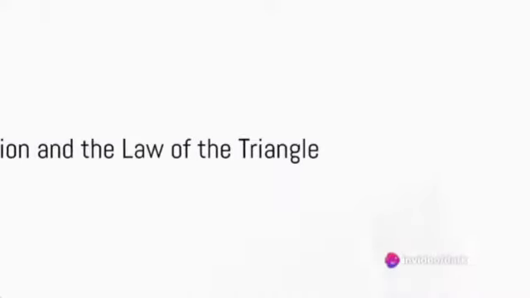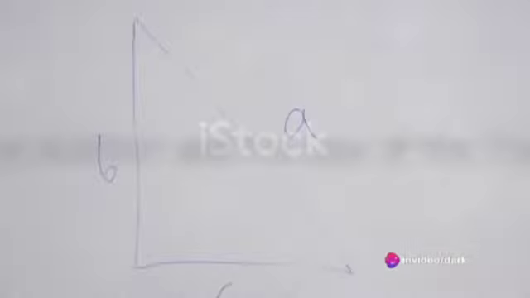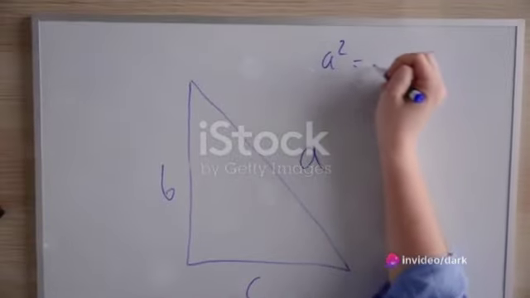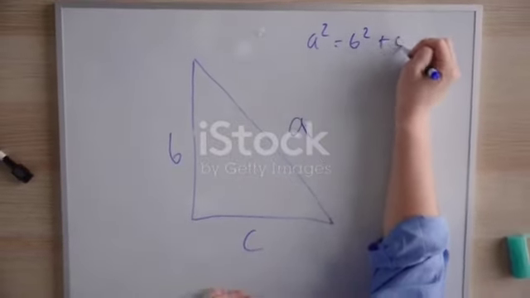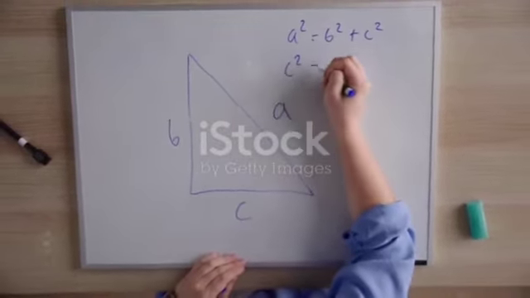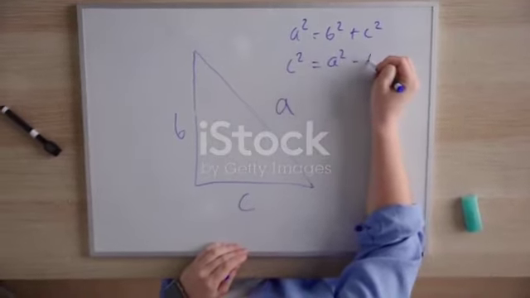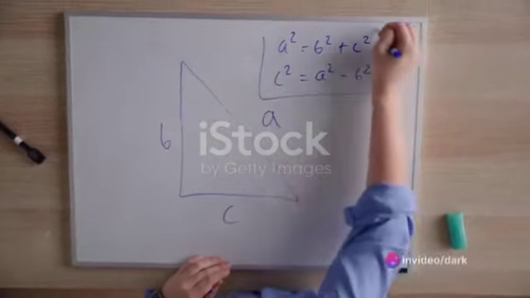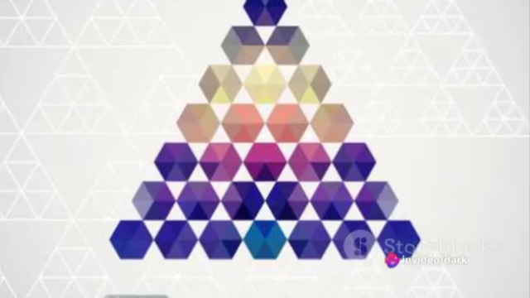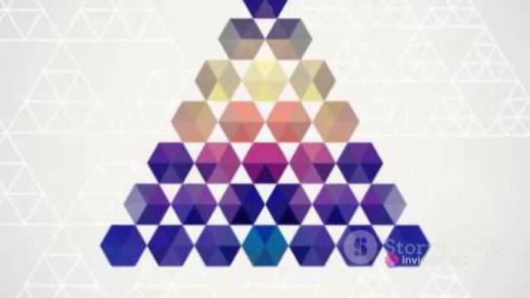Now that we have our cast of vectors, let's talk about how they interact. Vector addition follows the law of the triangle. Imagine you have a triangle and two sides are represented by two continuous vectors, vector A and vector B. The third side of the triangle in the opposite direction represents the resultant of the two vectors, vector C.